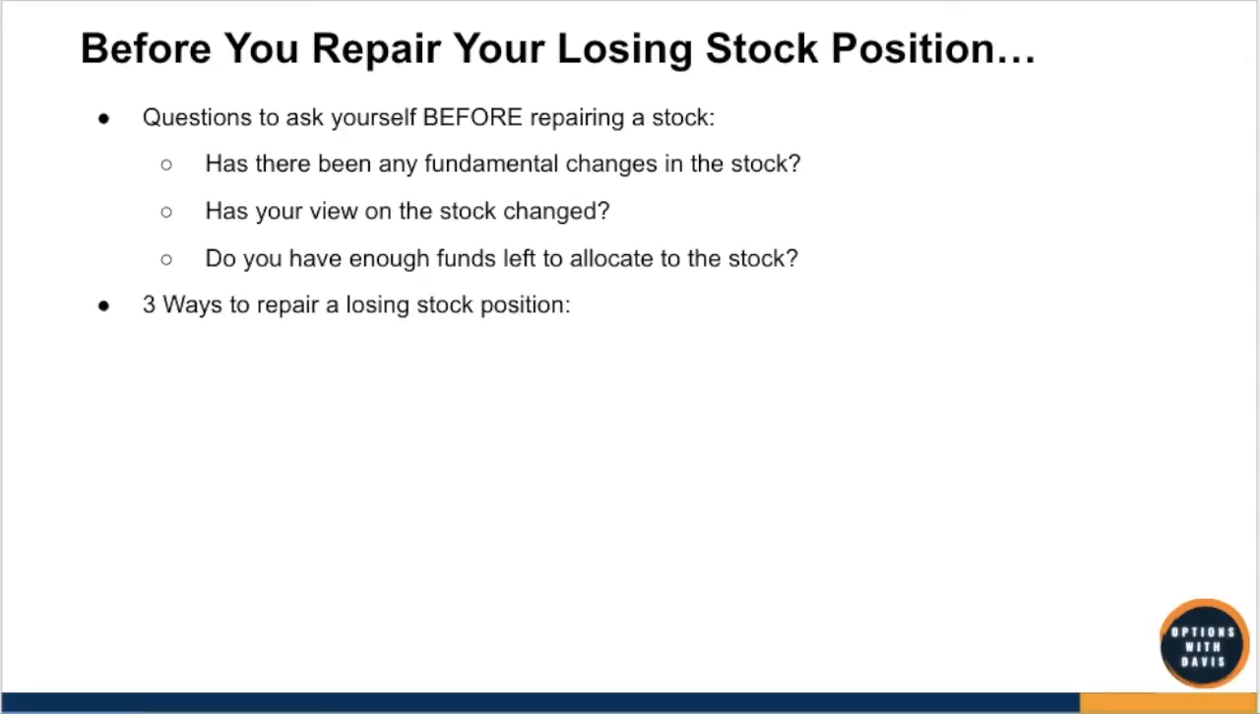So in general, there are just 3 ways to repair a losing stock position. The traditional way would be dollar cost averaging. Dollar cost averaging, if you don't already know, is basically just putting a fixed sum of money at every fixed interval. Let's say every month you put in, say, $1,000 to buy the stock, regardless where the stock is, right?